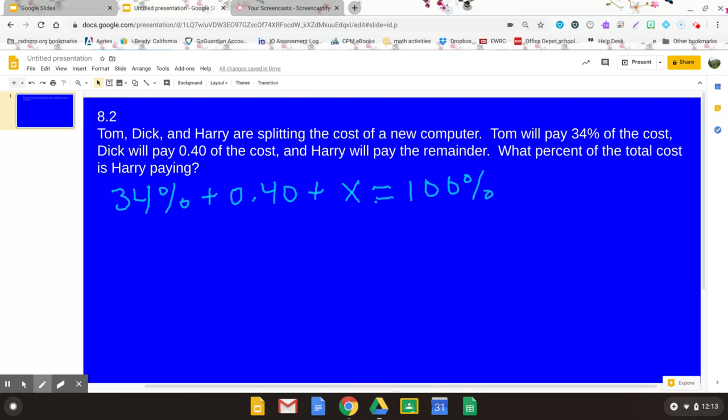So now you have to turn those numbers into something that you can work with in the equation. It's difficult if you have a percent and then you have a decimal. So I'm going to turn that 34% into a decimal. So I know that 34% as a fraction is 34 over 100, because remember, percent means per 100. So that means I have 34 per 100.